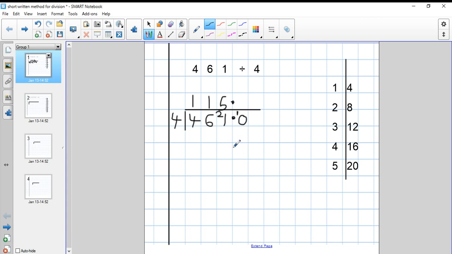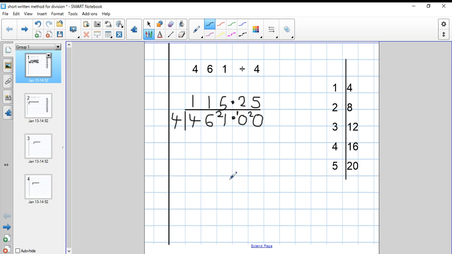And now my method returns to normal. I've got the number 10 here. I can look at this as 10, asking myself, how many times does 4 go into 10? Well, the answer to that is 2, because 4 times 2 is 8. And again, I've got a remainder of 2, so I bring that over to the next place value column. And what I need to do is put a placeholder 0 next to that 2. And now I ask myself, how many times does 4 go into 20? 4 goes into 20 5 times, and there's no more remainders. So the answer to that question is 115.25.